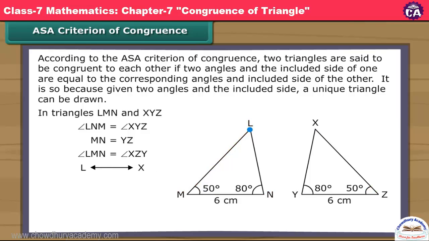Vertex L corresponds to vertex X. Vertex M corresponds to vertex Z. Vertex N corresponds to vertex Y. Therefore, triangle LNM is congruent to triangle XYZ.